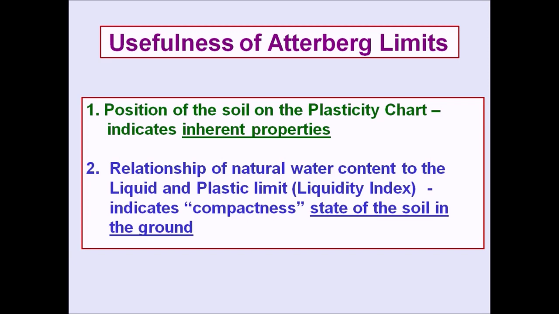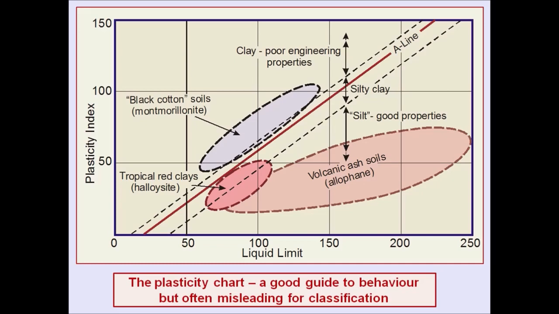The second is, as long as you know the natural water content as well, the relationship of that natural water content to the liquid and plastic limits, which we define by the liquidity index, indicates the compactness state of the soil. In other words, whether it's in a dense state or a non-dense state in the ground. So firstly, looking at the usefulness of the plasticity chart.